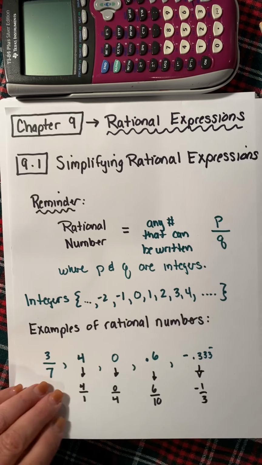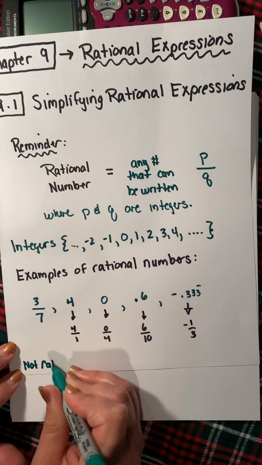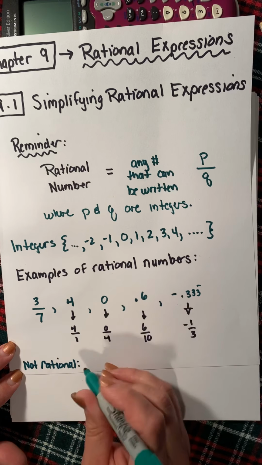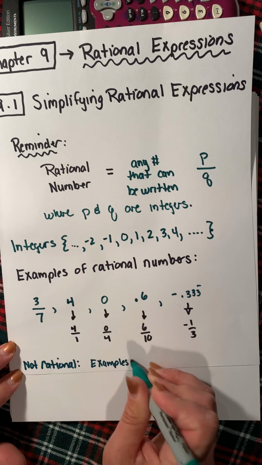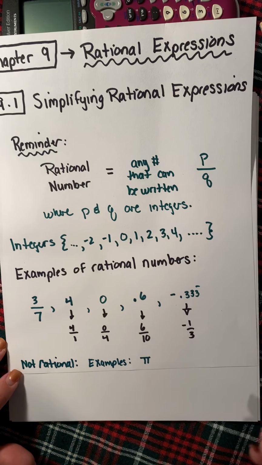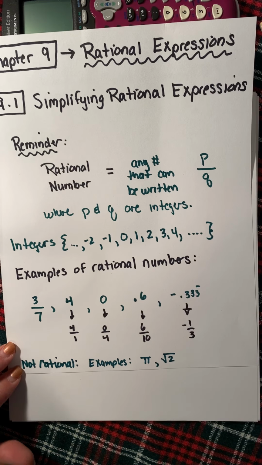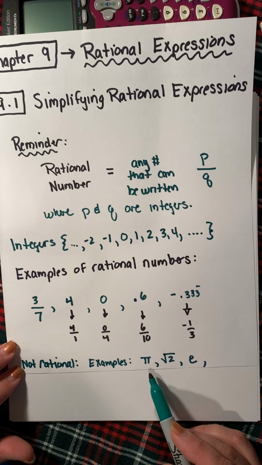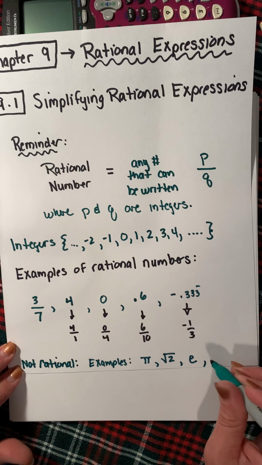So what numbers are not rational? Well, not rational means it's not a rational number. Examples: Pi is not a rational number. There is no fractional equivalent for pi. Square root of 2 has no rational equivalent. The number e is a number like pi. It's an irrational, infinite, non-repeating decimal. So forth and so on.